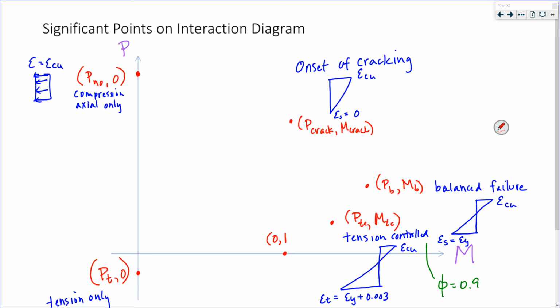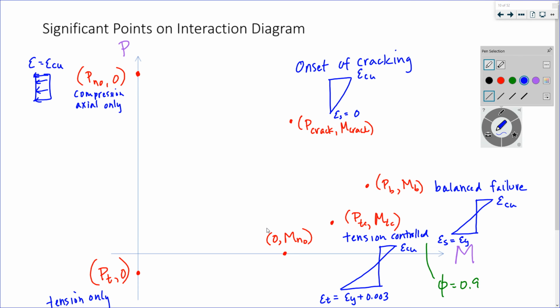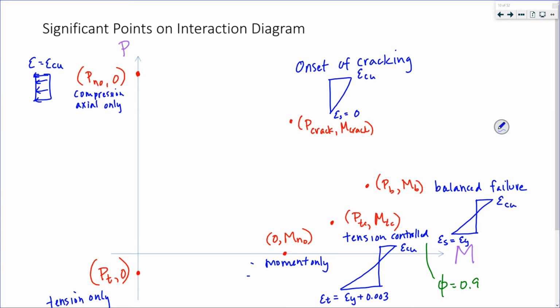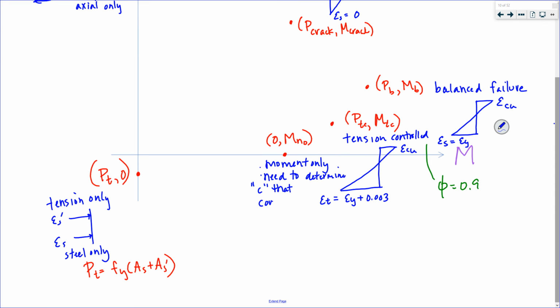0, MNO. That is our moment only, right? And you have to determine the C associated with, to see that corresponds to this point. We don't know that one. That's why I saved it for last. Right?